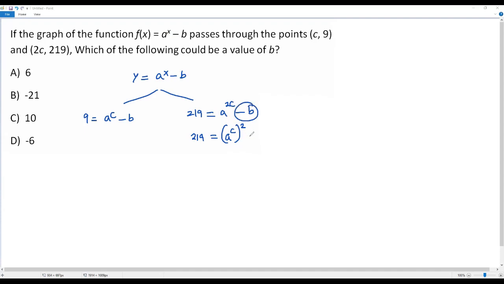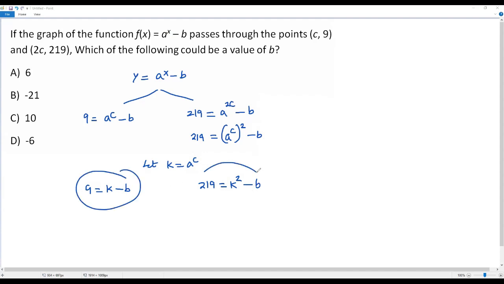Okay, now we can write this negative b as it is. Now let me assume a new variable for this a to the c, a to the power of c over here and a to the power of c over here. Let's say that k equals a to the power of c. Then this equation becomes 9 equals k to the negative b, and this equation becomes 219 equals k squared to the negative b. Okay, now I have to solve for k in the system of two equations we have over here. For that, I'm going to take the second equation as it is, that is 219 equals k squared to the negative b.